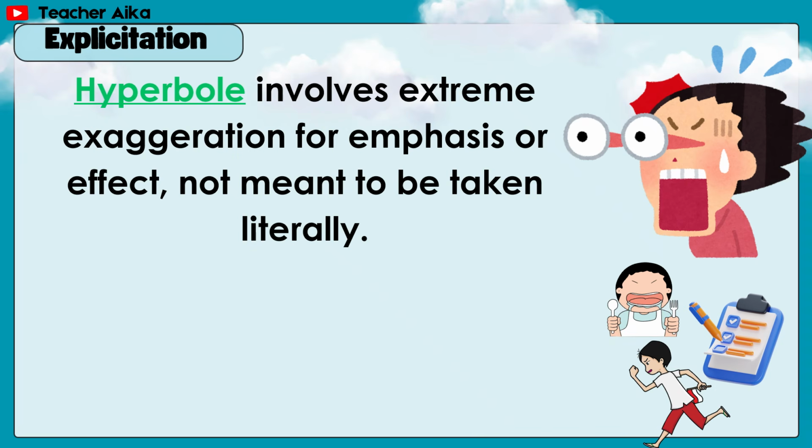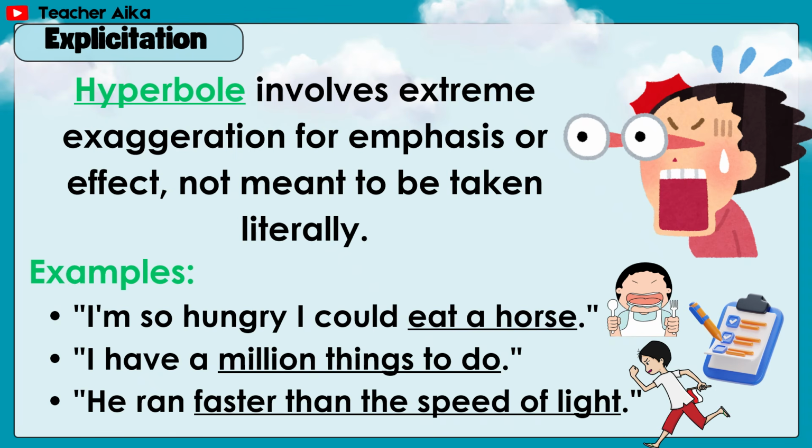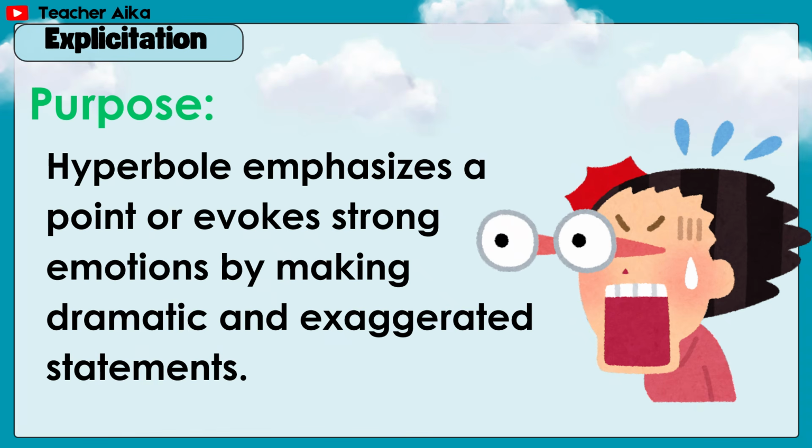Hyperbole involves extreme exaggeration for emphasis or effect, not meant to be taken literally. Examples. First, I'm so hungry I could eat a horse. Second, I have a million things to do. Third, he ran faster than the speed of light. Purpose. Hyperbole emphasizes a point or evokes strong emotions by making dramatic and exaggerated statements.